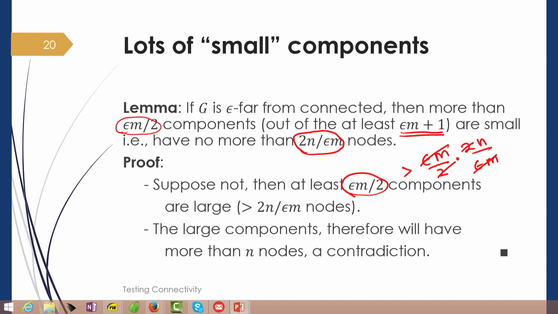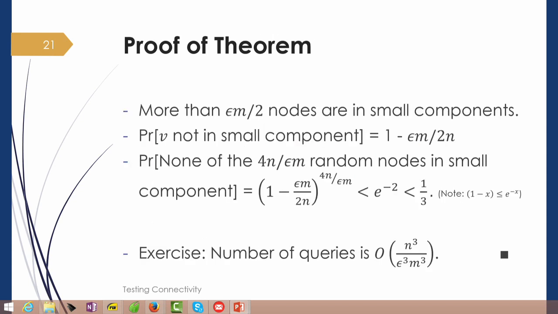So, the graph itself, we started off with only n nodes. So, we cannot have at least epsilon m by 2 large components, which means that more than epsilon m by 2 components must be small. So, with these lemmas in our background, we are now ready to prove the main theorem.